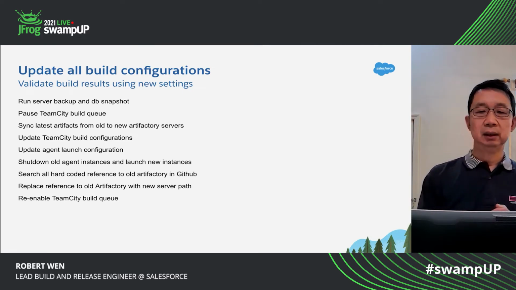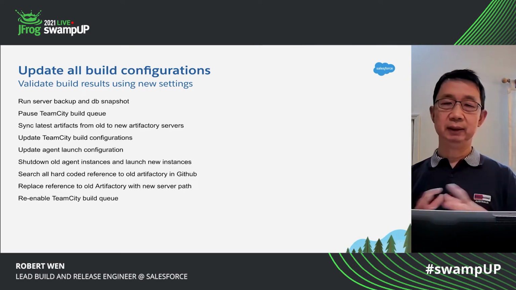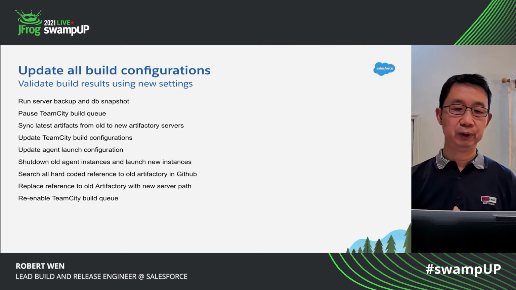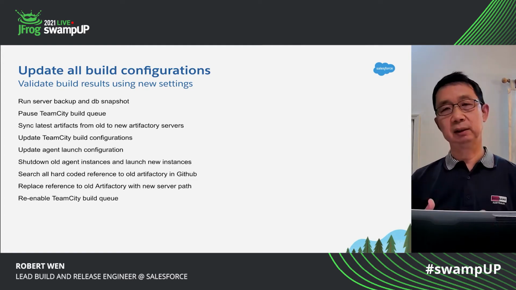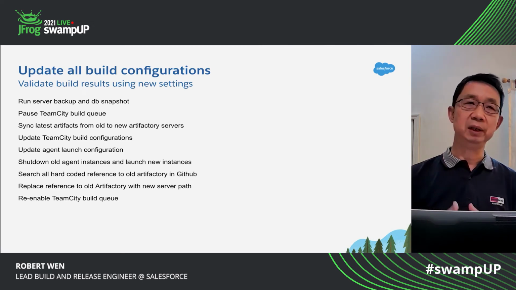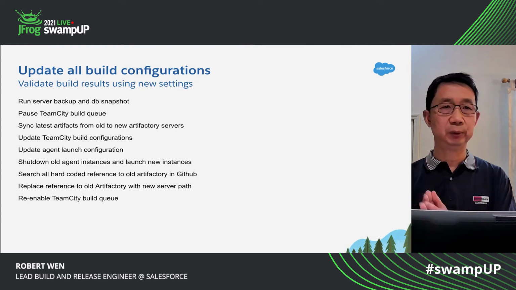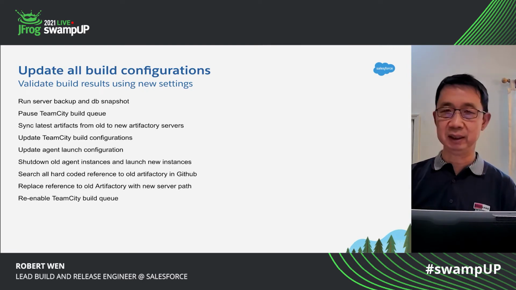After we validate build results using the new TeamCity and Artifactory settings, we need to carry out the migration for all the builds. So this will take some time for maintenance. For us, it's fairly straightforward. First, we need to communicate very clearly what the migration steps are and what the maintenance schedule is. Once the information is sent out, we get a go-ahead agreement from all the stakeholders. Then we are able to carry out the maintenance and migration.